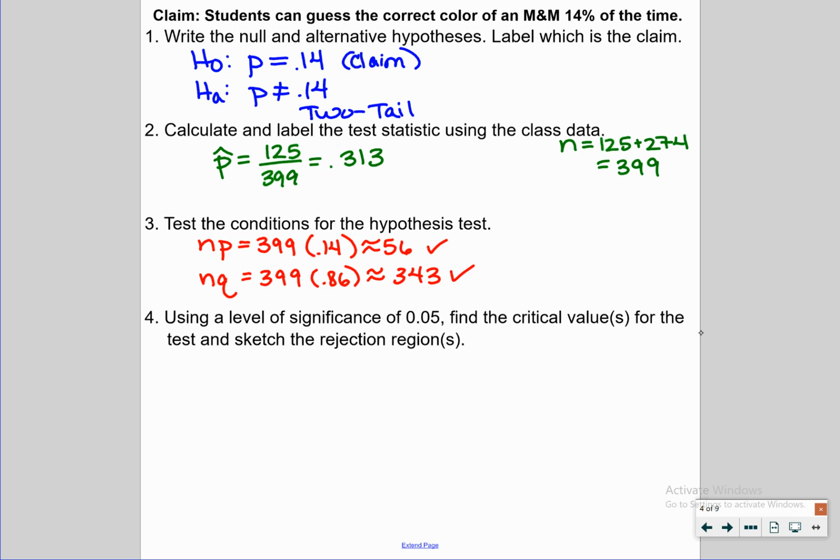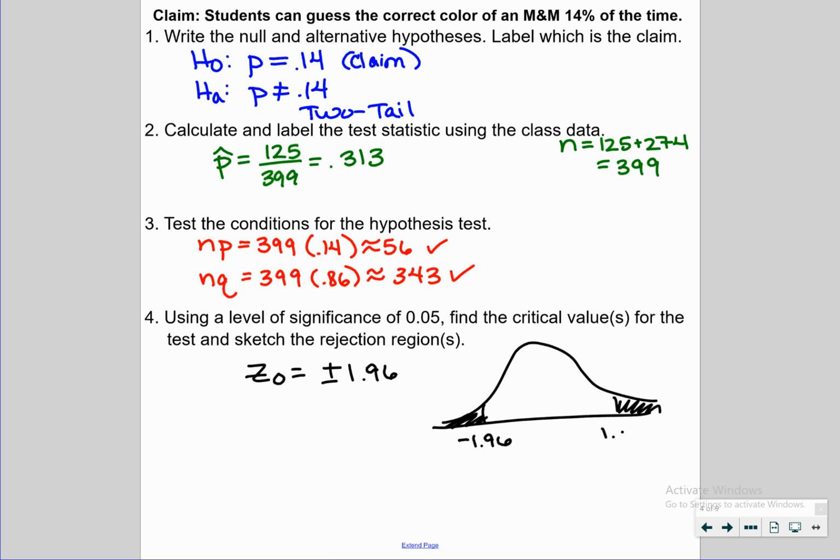So remember on the Z chart, we had those common ones that you guys wrote in. So that's what we're looking at. 0.05, two-tail, I get critical values. And remember, our book uses a Z sub 0 for these, is plus and minus 1.96. And then you can sketch that, positive and negative 1.96. Questions there? Okay, so that's just like what we did before.